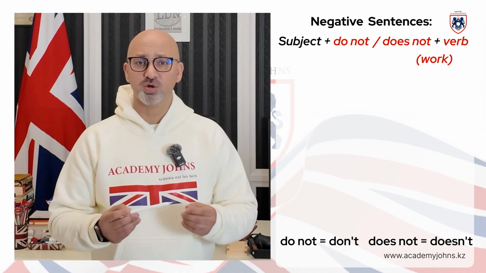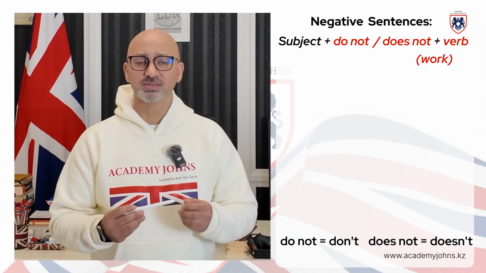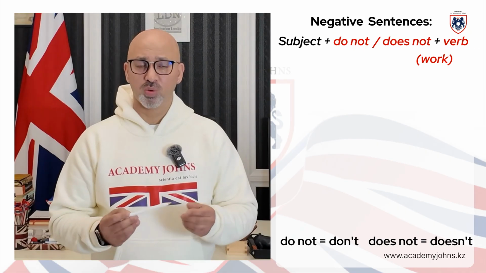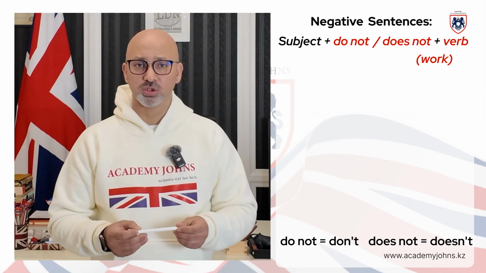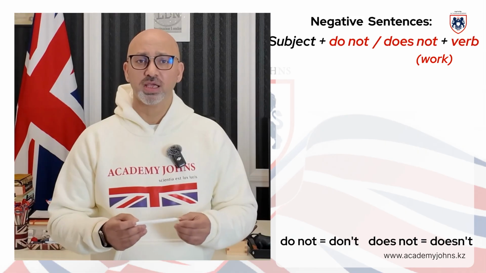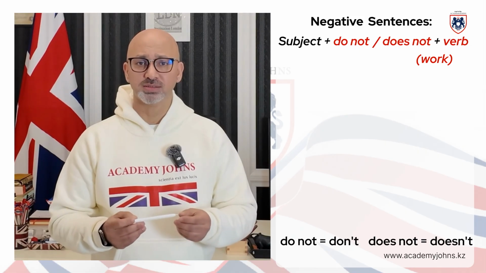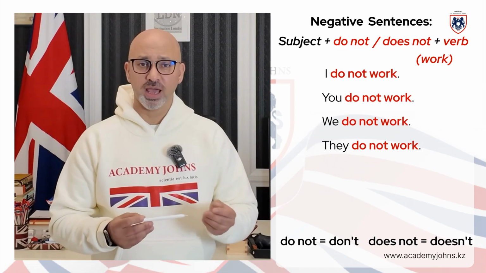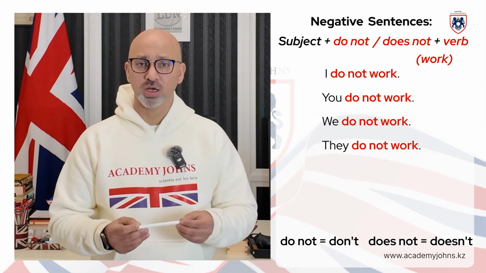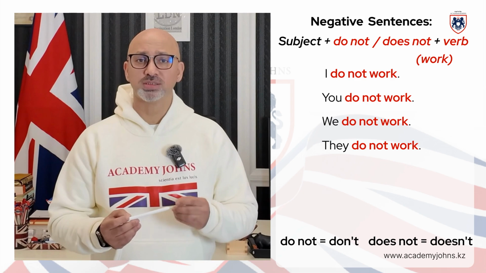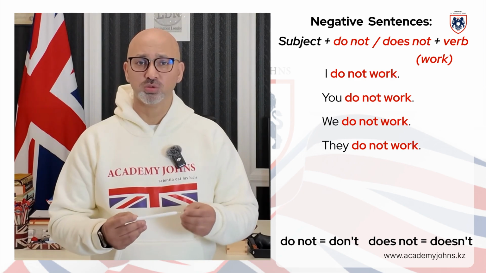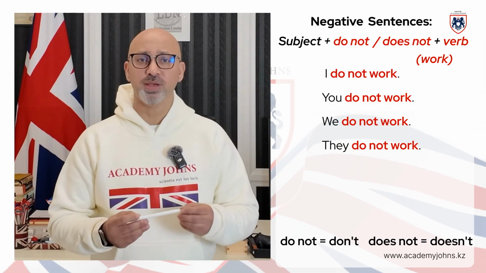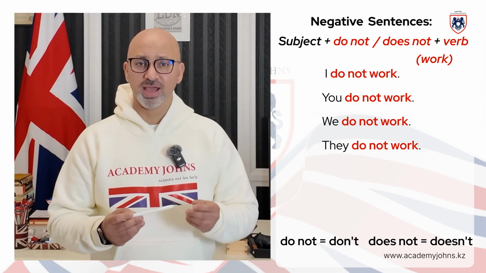Let's use the verb work to make negative sentences. For I, you, we, and they use do not. For he, she, and it use does not. For instance, I do not work. You do not work. We do not work. They do not work. Next, we will make sentences for he, she, and it.